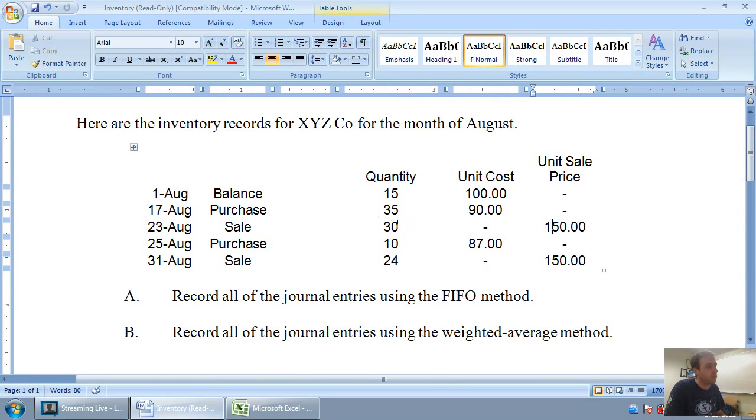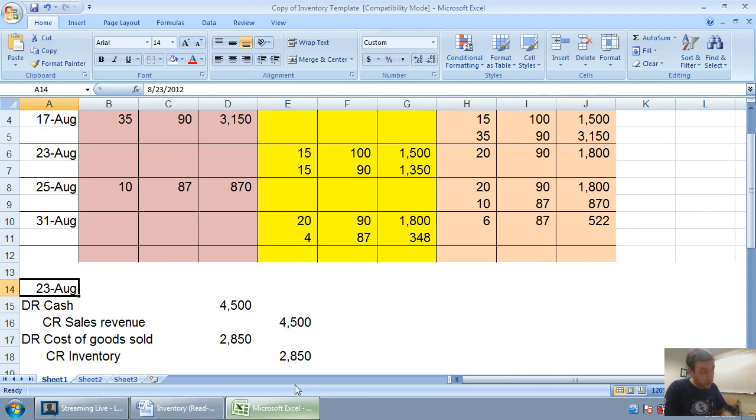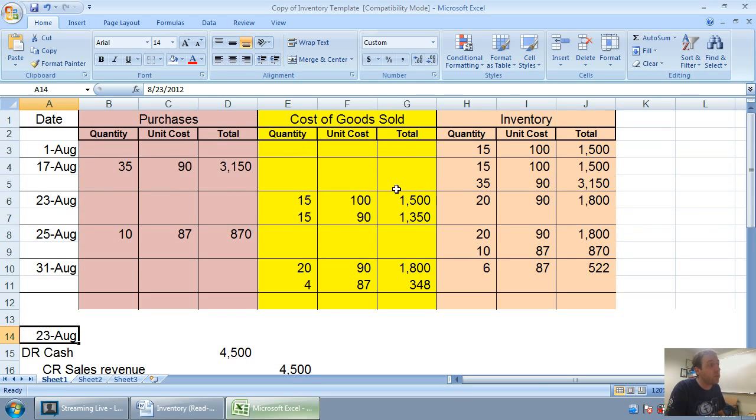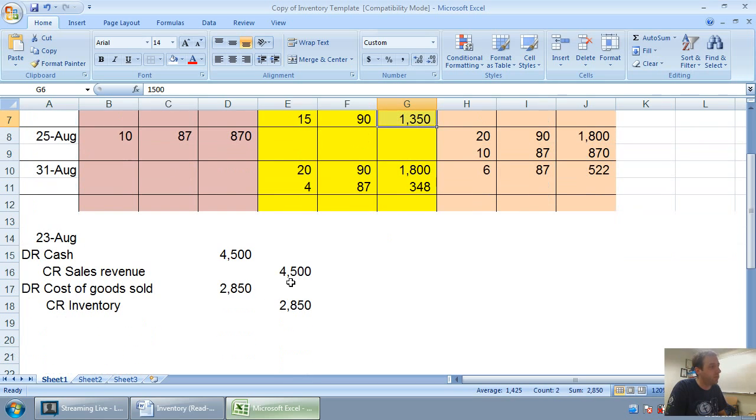And in this case, we sold 30 units at $150. That's $4,500 worth of inventory. We debit cost of goods sold and credit inventory for the amount that the inventory cost. And that's where this inventory record comes in very handy, because that's how we track our cost of goods sold. So our cost of goods sold for August 23rd was $2,850, and there it is in our journal entry. Our last two entries are very similar. August 25th, debit inventory, credit cash for $870.